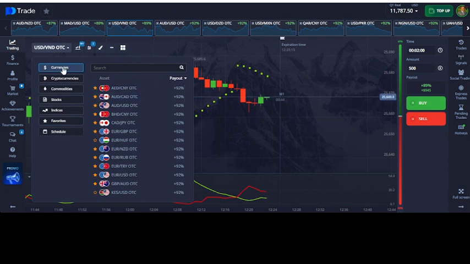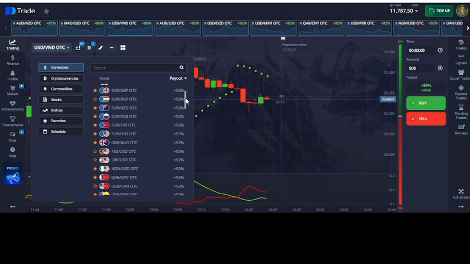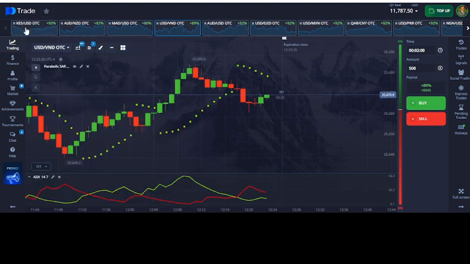When we click on the currency icon here, this drop down menu shows, and I've already checked off all the various currency pairs. When you check off the star icon here, the currency pair shows up at the top of the chart here. So I can go through and analyze all the various currency pairs quickly.